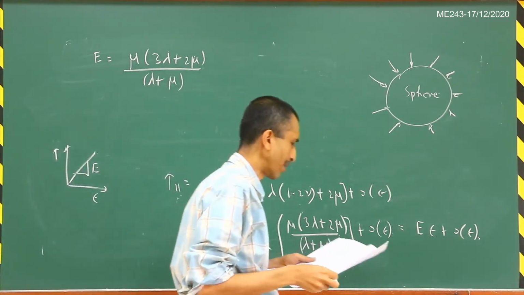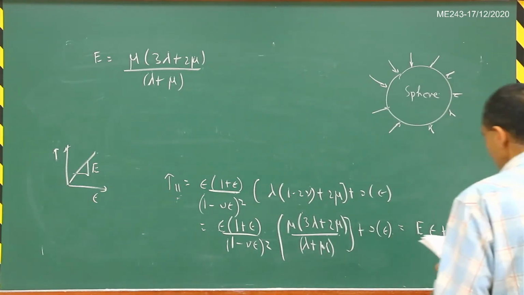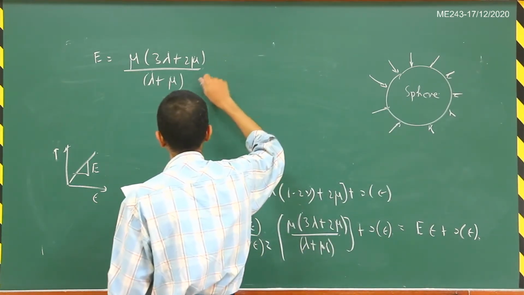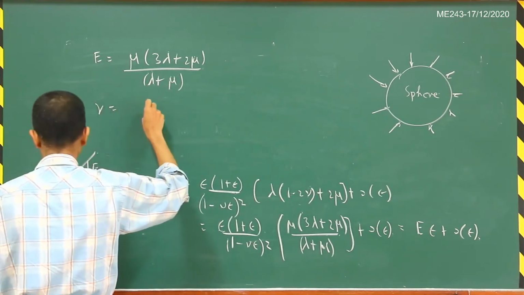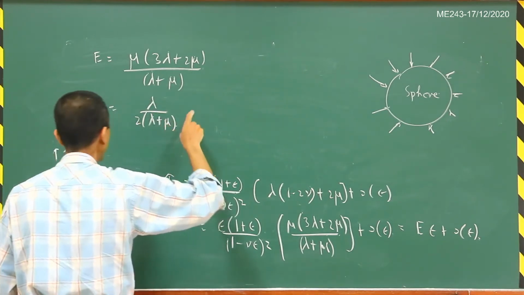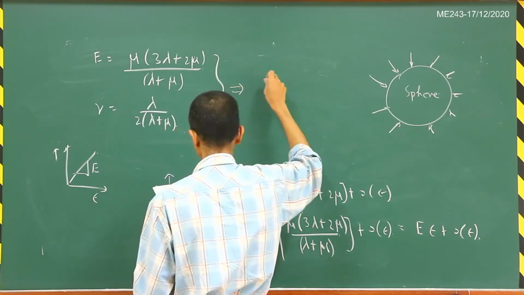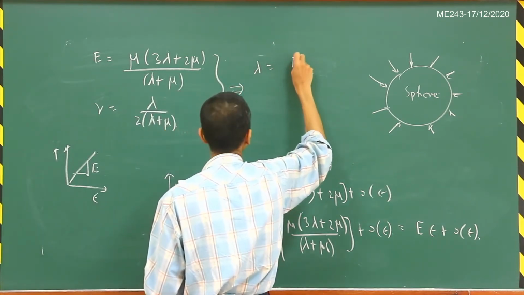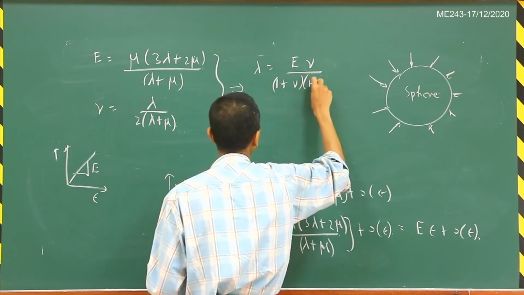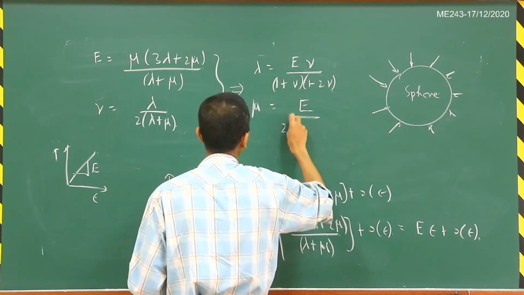So maybe I will just summarize all these relations here. So this is the relation that you get, and the other relation we had was that nu is equal to lambda divided by 2 times lambda plus mu. Okay? And then you can invert these relations. So from this, what this will imply is that lambda is equal to E times nu divided by 1 plus nu times 1 minus 2 nu, and mu is equal to E divided by 2 into 1 plus nu.